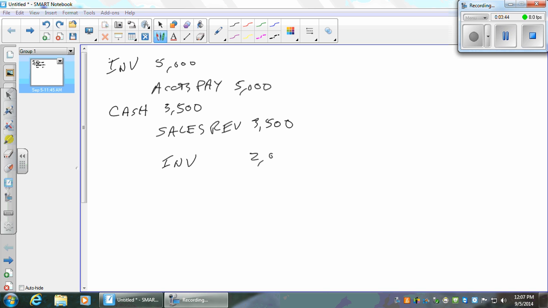How much inventory do we have left now if we just started the business? 3,000. Yeah, I bought 5 and then I sold 2. I guess I have 3 left. Do you think so? Okay, and what do I want to debit?